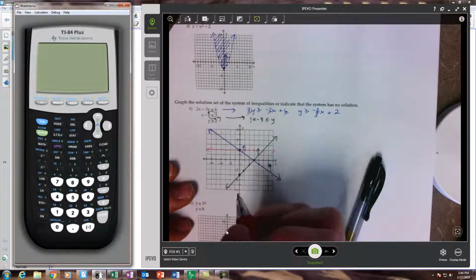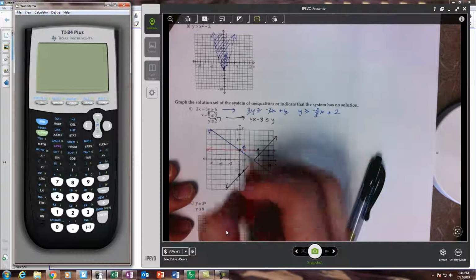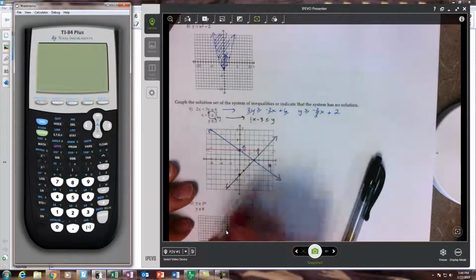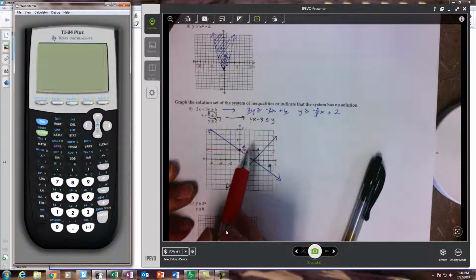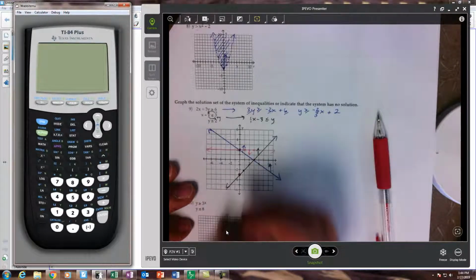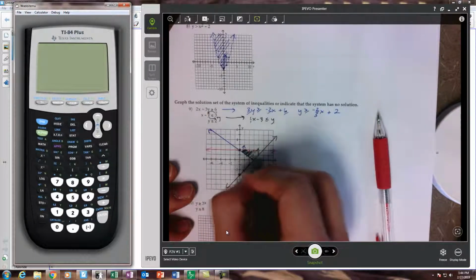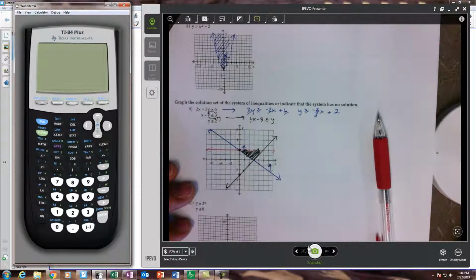This one says that y is below or less than 2. So that says to go down. Hopefully now you can see that it's this region right here, this little triangle that we're creating. So I'm going to go ahead and I'm going to shade that nice and solid like that.